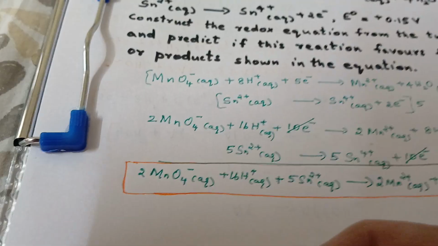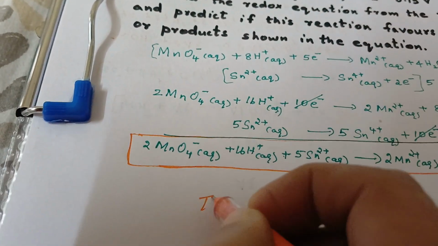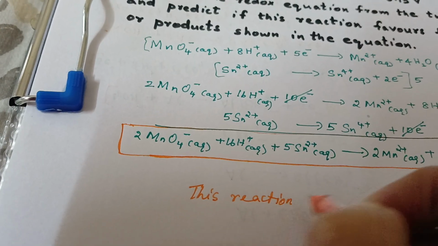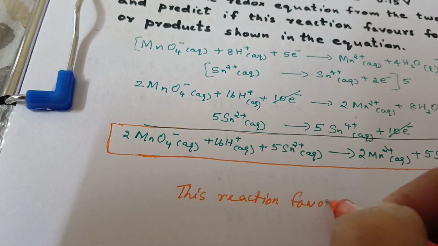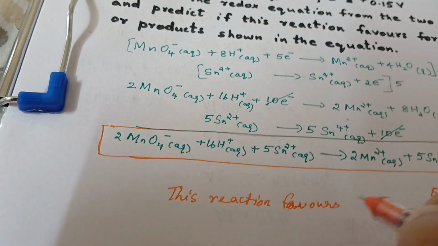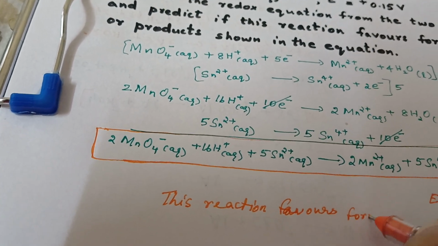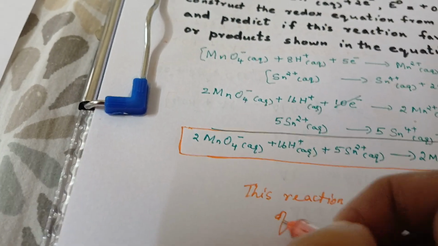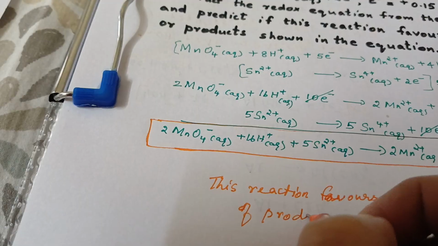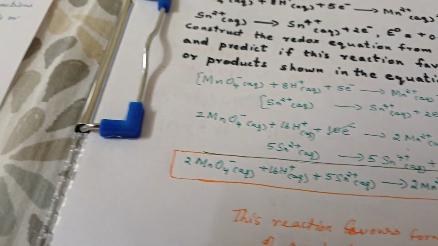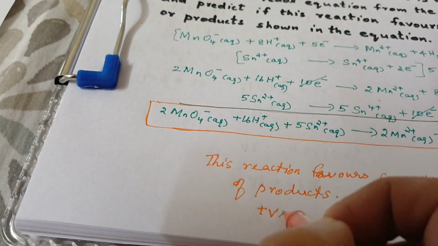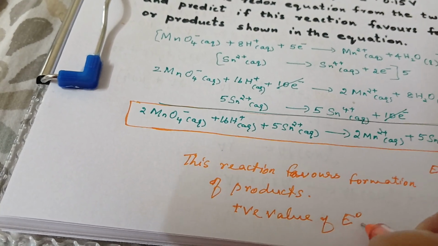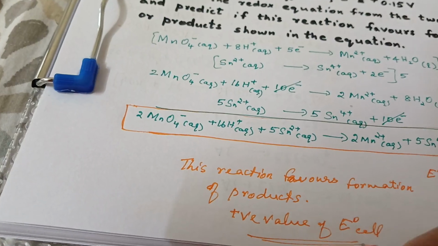So this reaction favors formation of products. Positive value of E0 cell is the indicator.